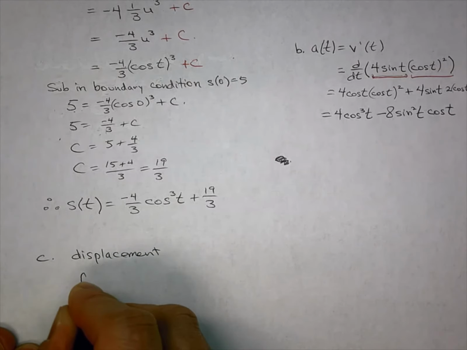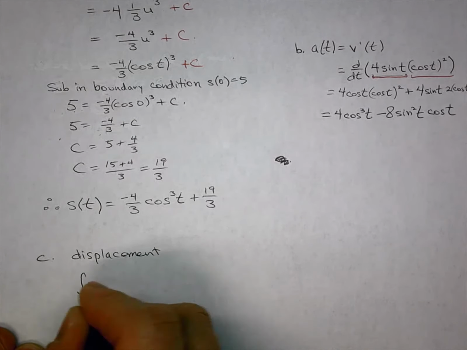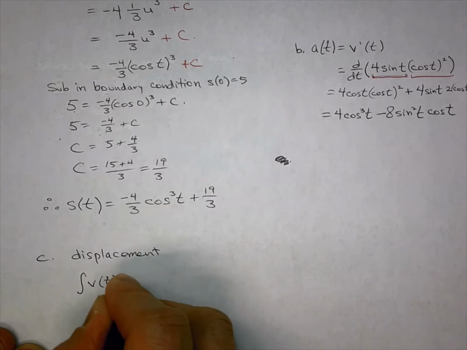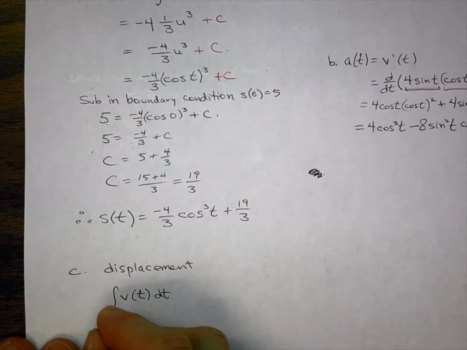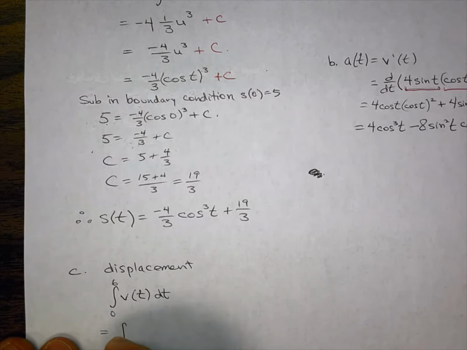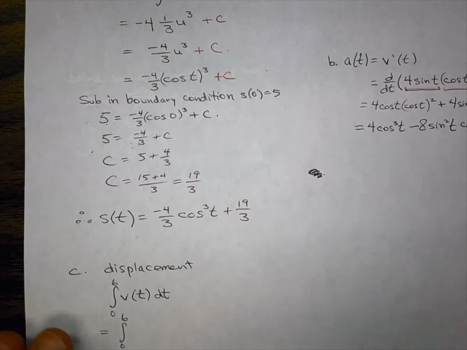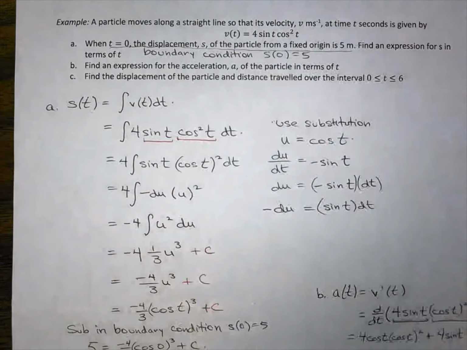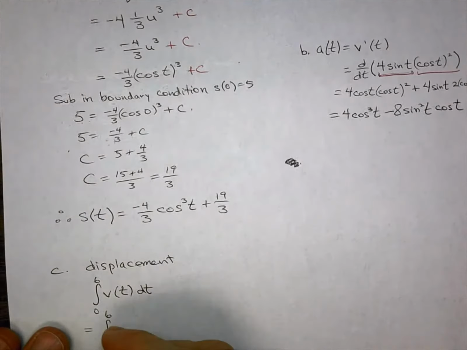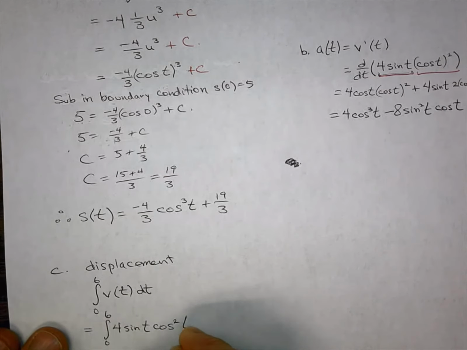It's the integral of v(t) dt. The question said from 0 to 6, so it's the integral from 0 to 6. Where's my function v? 4 sine t cos squared t. So it's 4 sine t cos squared t dt. That's going to be something we do using the GDC.